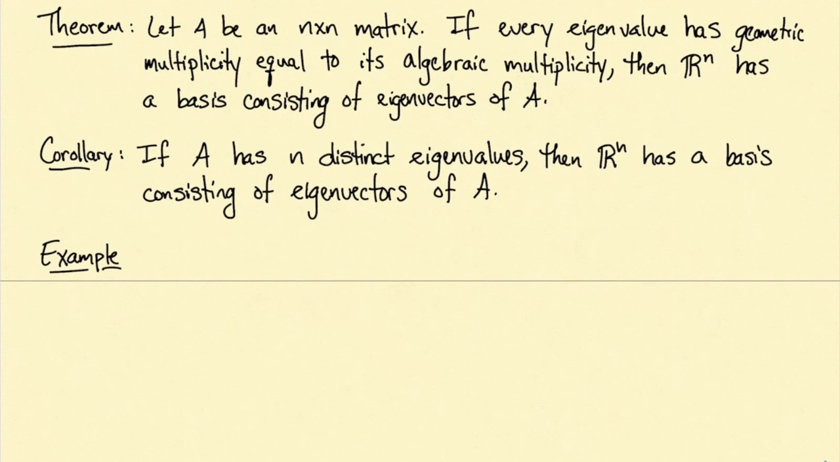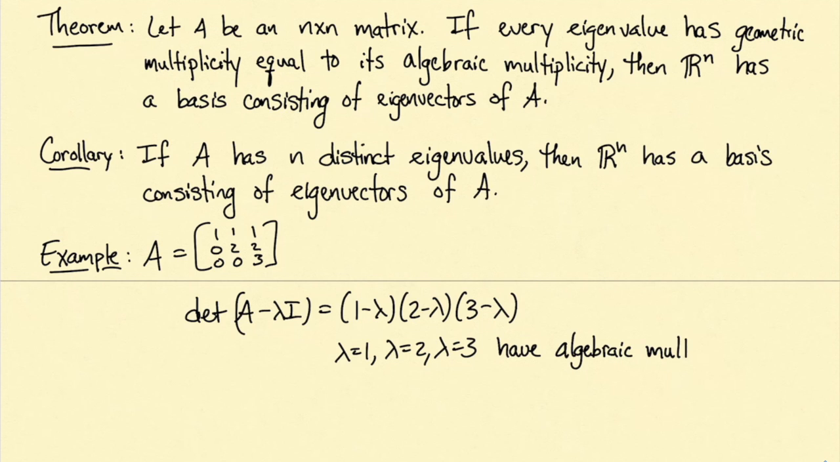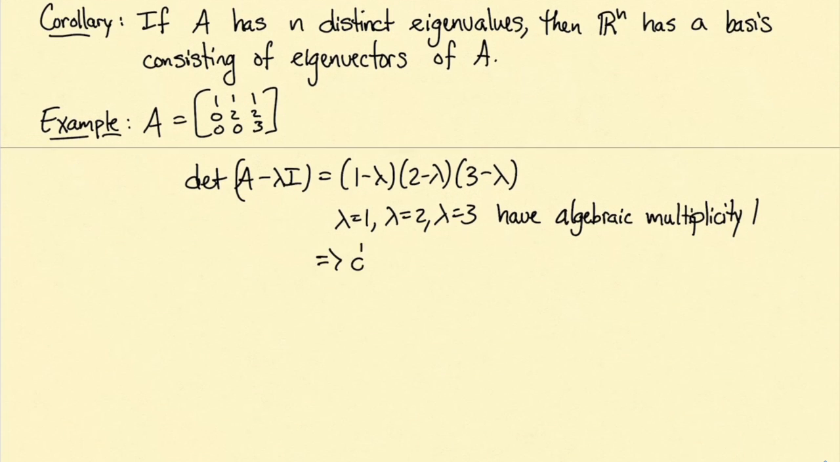For example, let's consider the following upper triangular matrix. If we form the matrix A minus lambda I, we'll see that this is also an upper triangular matrix. As a result, the determinant is simply the product of the entries on the diagonal. So we can see here that there are 3 distinct eigenvalues, each having algebraic multiplicity 1. This forces the geometric multiplicity to be 1. So to see this, we can compute the eigenspaces for each of these eigenvalues.